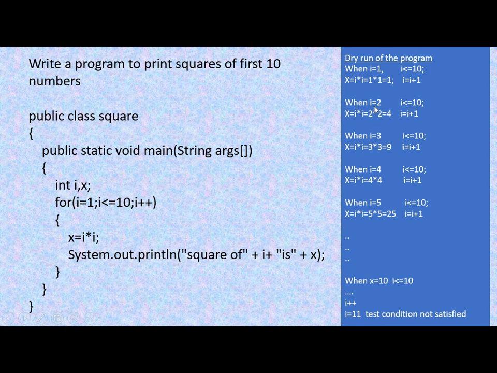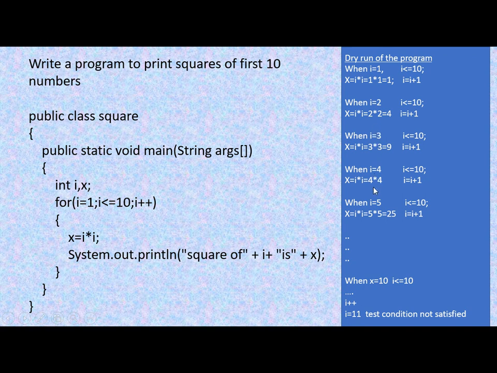Now here also, when I equals 2, again this test condition will be checked whether this is true or not. So here it will be checked whether I is less than or equal to 10. So this is true. So once it is true, the body of the loop will be executed. So what will be here? Here the output will be x equal to I into I, that is I's value is 2, so 2 into 2, that is equal to 4. And now again the value of I will be incremented. So now the value of I, before it was 2, now it will become 3.